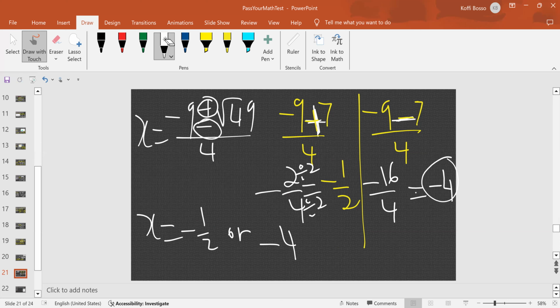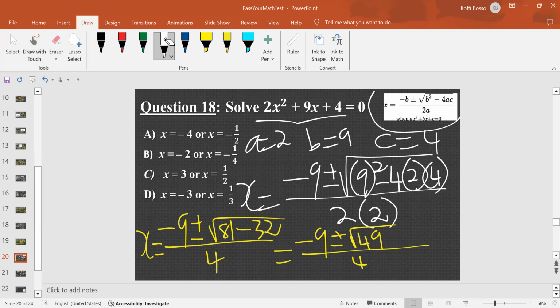Okay, so if you see here, negative 1 over 2, negative 4. So it's twice the number, letter A. This one, okay, x equals negative 4 or x equals negative 1 over 2. Question 19.